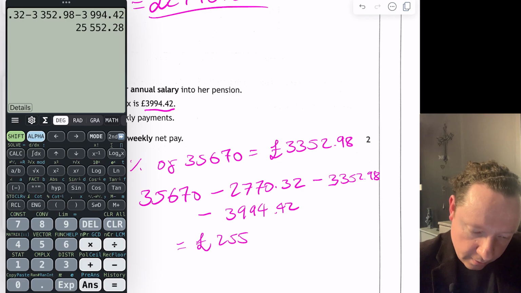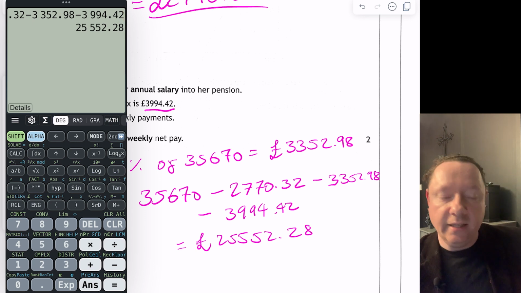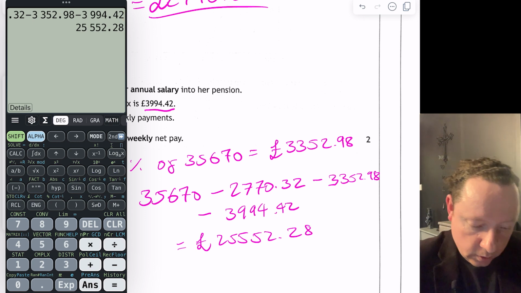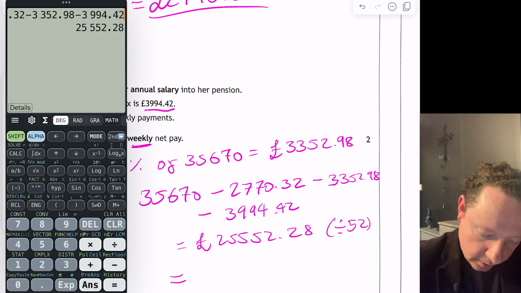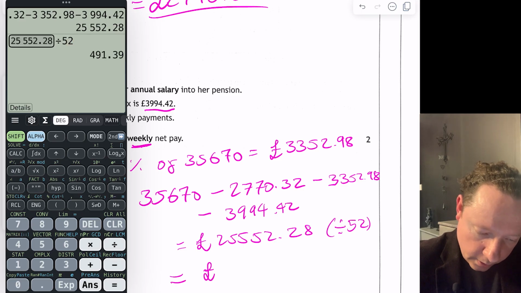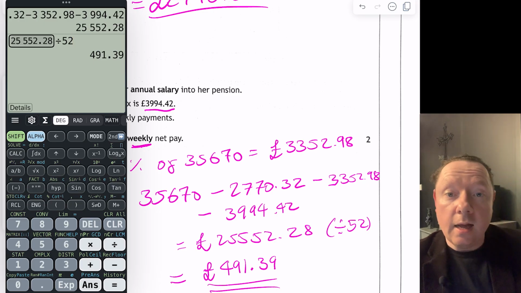25,552.28. But that's per year. So to work it out per month, is it month or week we want? Weekly net pay, I divide that by 52. So I just keep it in my calculator, divide by 52 to get 491.39, and we're done there.